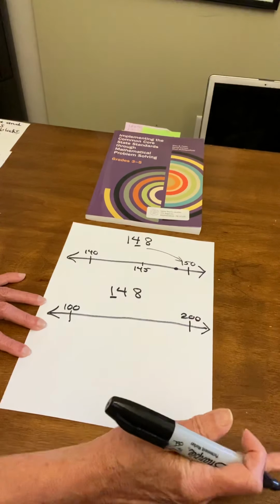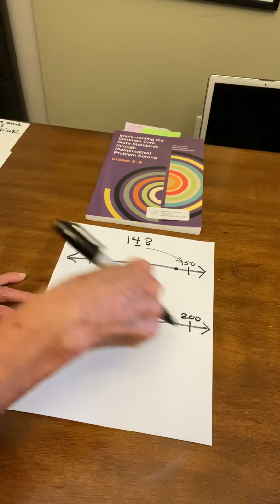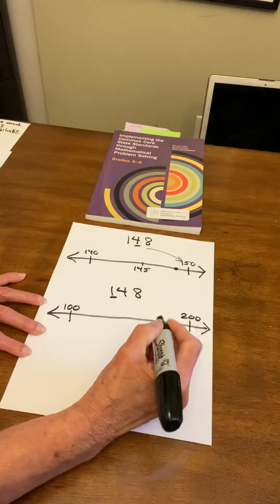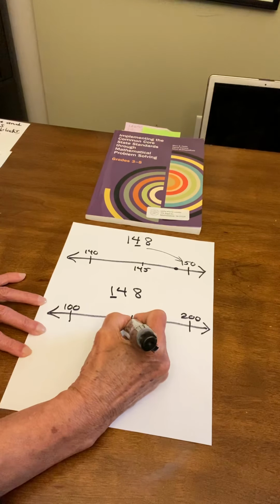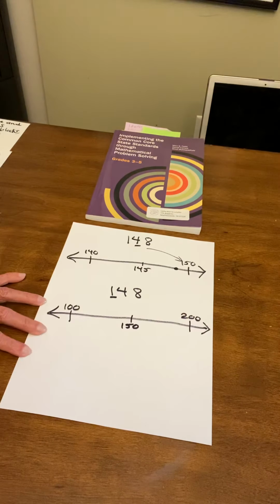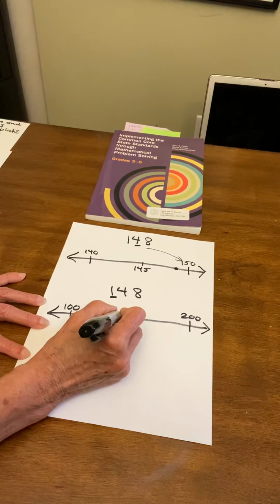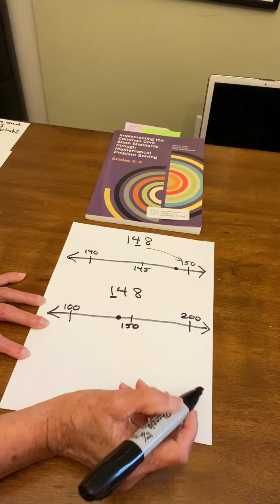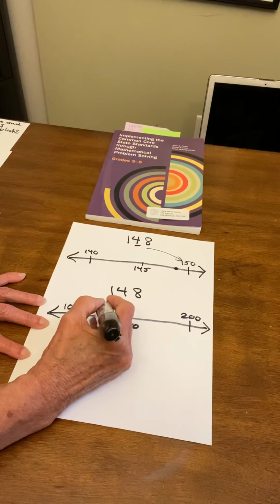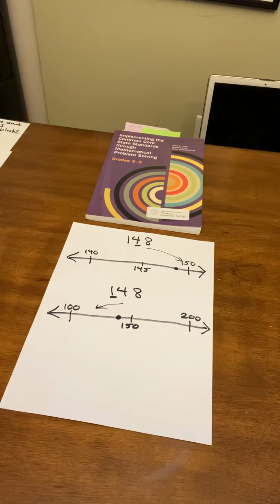We're laying the foundation here. What's right in between 100 and 200? 150. Okay. Where does the 148 fall? Is it going to be closer to 100 or 200? Well, the 148 is about right here. So my 148 is going to be closer to 100 than to 200. We're laying this firm foundation.